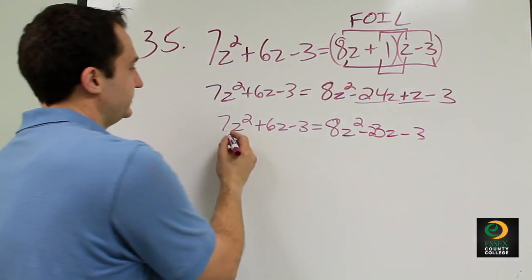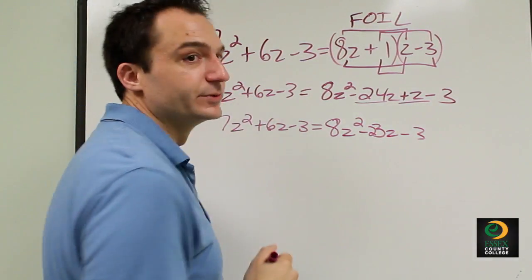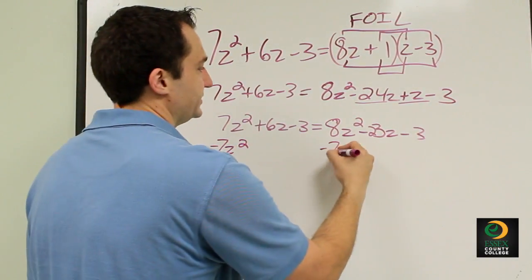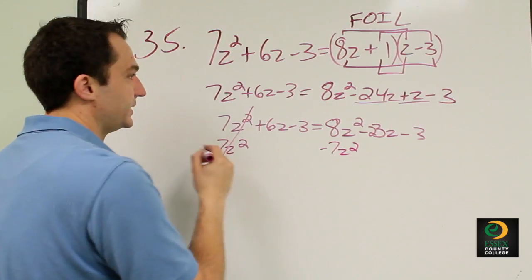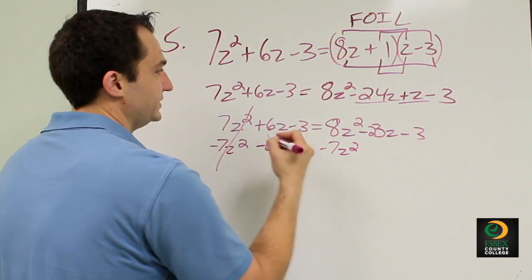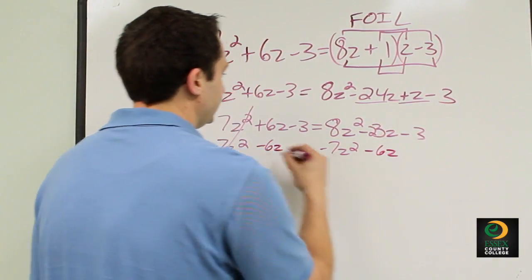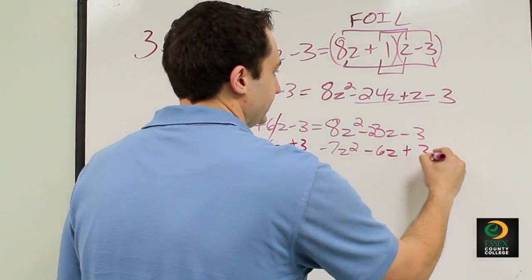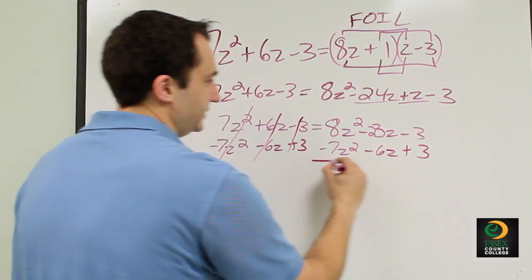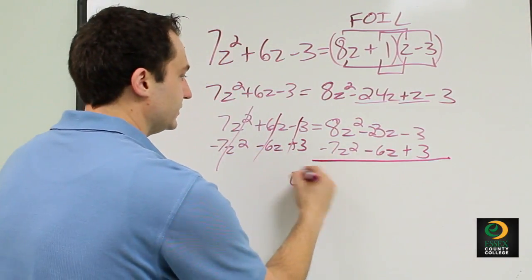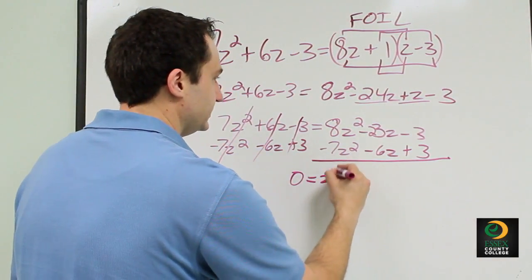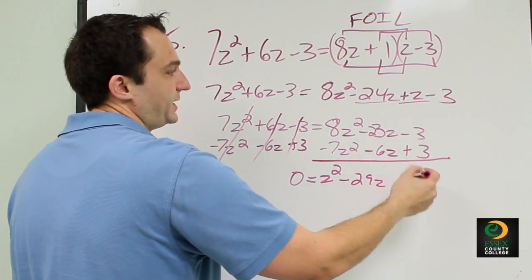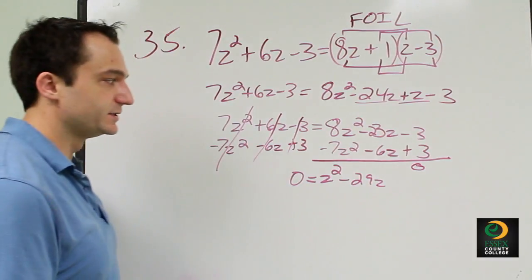Now we're going to move all the terms to one side so we can factor. So we're going to minus 7z squared on both sides, so that cancels out. We're going to minus 6z and minus 6z, so that cancels out. We're going to add 3 and add 3, so that cancels out. So we're going to have 0 is equal to z squared minus 29z, and negative 3 and positive 3 just equals 0, so we don't need to write that.